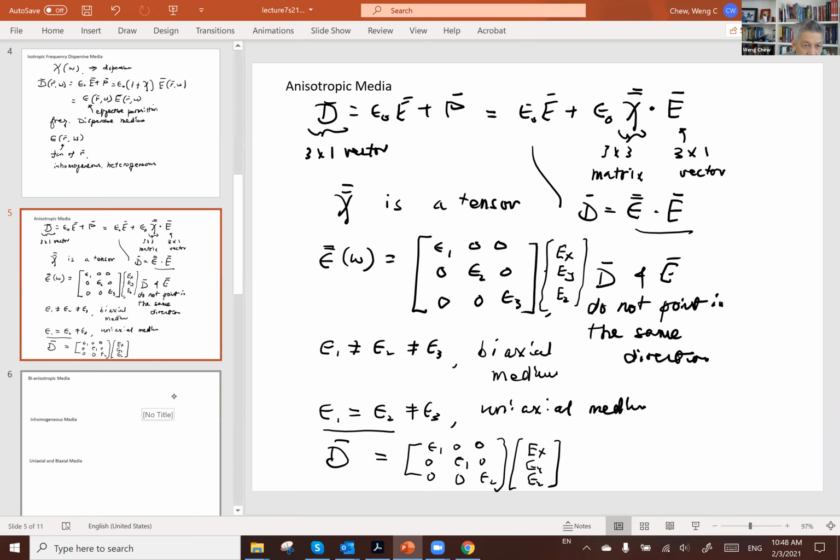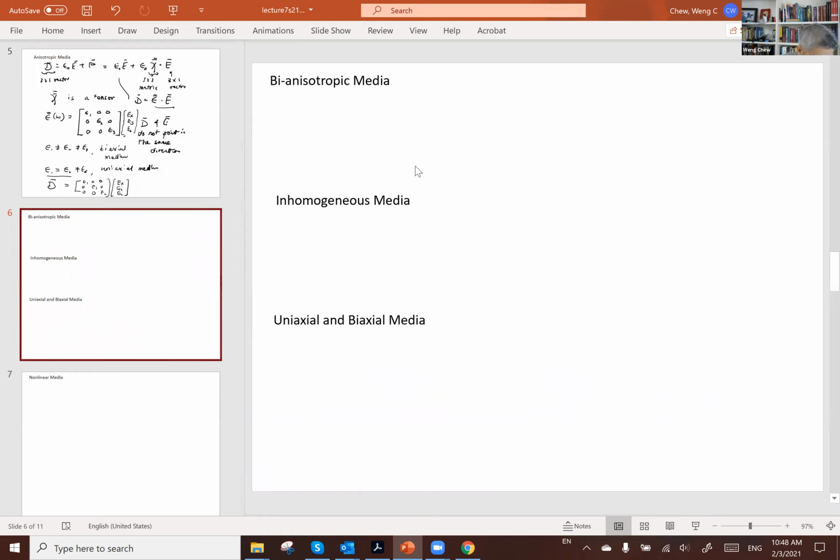Well, let's see if we can go to looking at bi-anisotropic medium. Bi-anisotropic medium is the generalization of the isotropic medium. And in this case, you could have the D being dependent on both E and H. In the textbook, it's usually written with xi, in Greek notation. And then the B will be written as mu dot H plus zeta dot E.